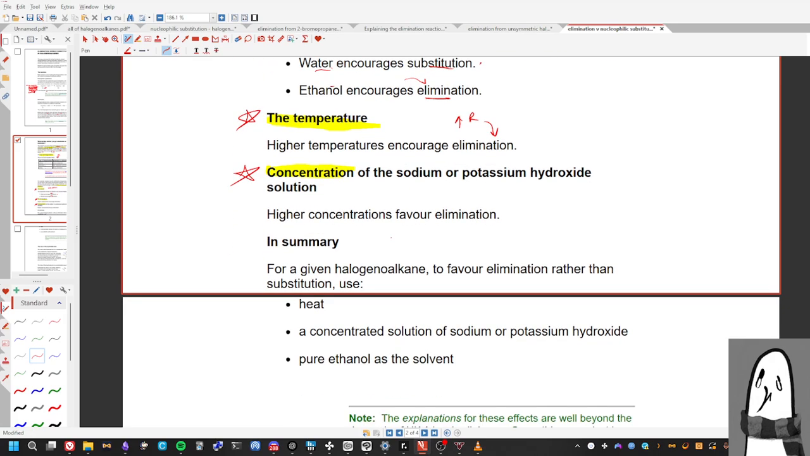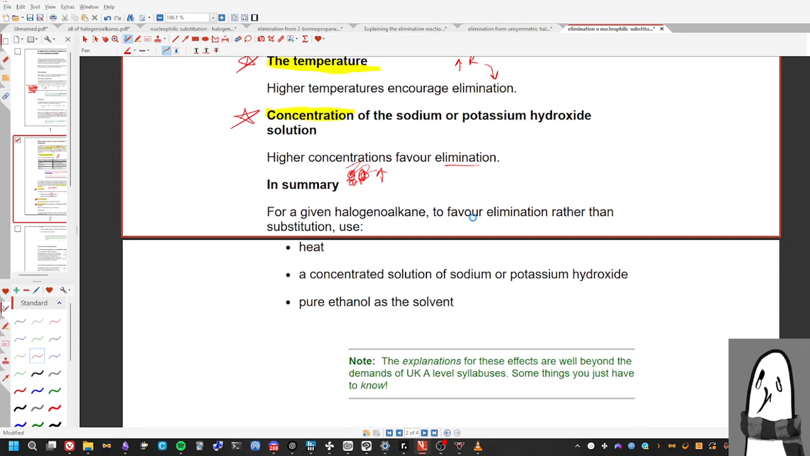Then concentration: with high concentration you get more stuff in there, more war, more angry, so elimination. In summary, for a given halogenoalkane, to favor elimination rather than substitution, you would use heat, a more concentrated solution, and pure ethanol as a solvent.